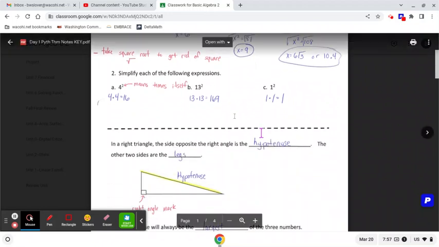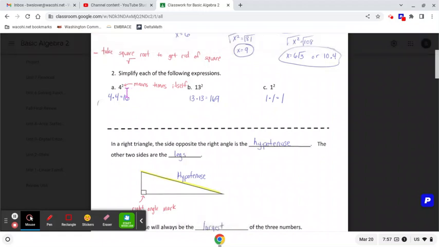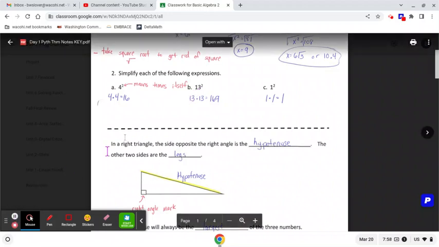And then for number 2 on the warm-up, just asking you to evaluate, to simplify this. 4 squared means I'm multiplying it by itself. So 4 times 4 is 16. 13 squared is 13 times 13. And 1 squared is 1 times 1.